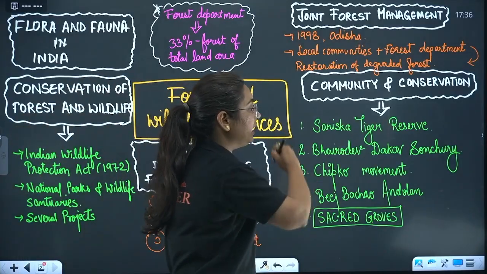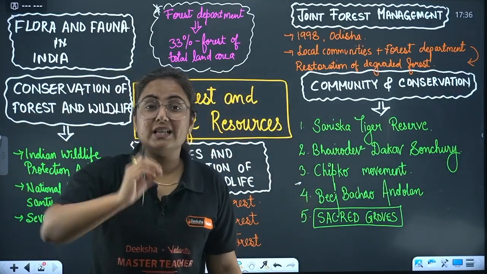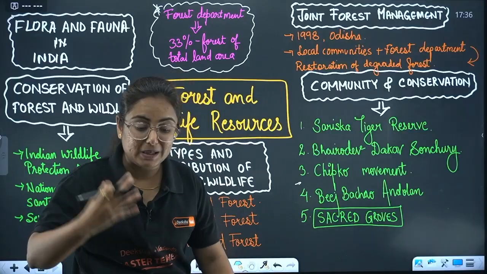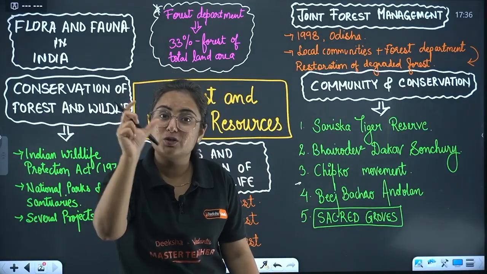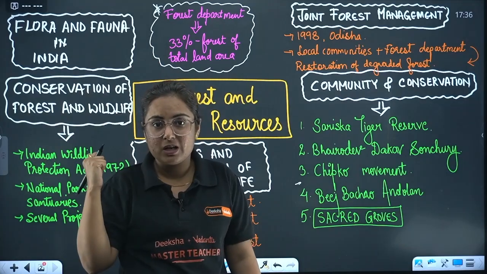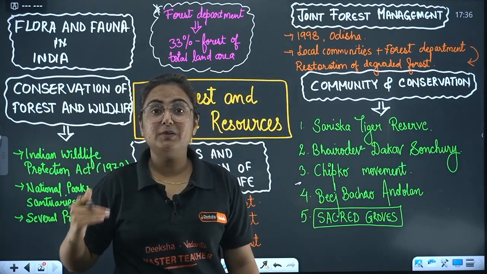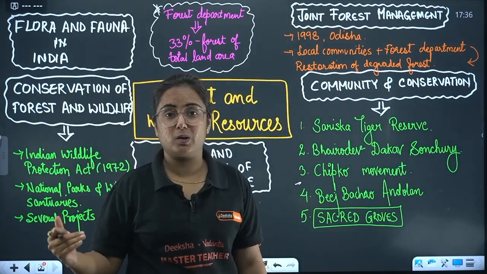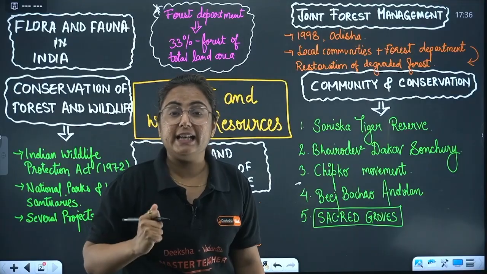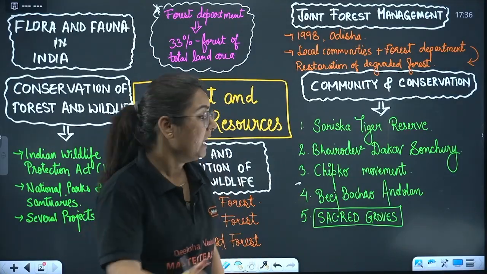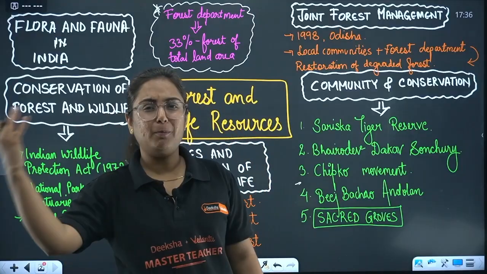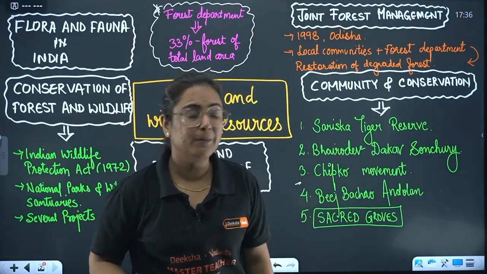Next is Bhairodev Dakav Sanctuary. This was in Alwar district of Rajasthan where people came forward and declared 1200 hectares of land as a sanctuary, that is sanctuary in English, right? And set up their own set of rules and regulations to be followed in their area without intervention of any authorities. Get it?